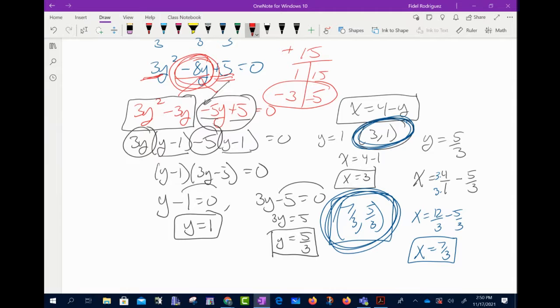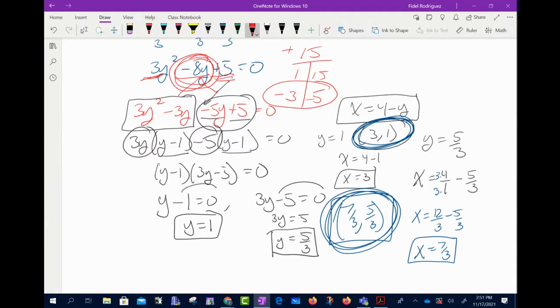What's 8 plus 2? 10. 10 over 6. Can you reduce 10 over 6? 5/3. Okay. One you're going to subtract. What's 8 minus 2? 6. 6 over 6. Can we reduce that? 1. Boom. Tell me, same answers or different answers? What do you think? Did we get the same answers for y?